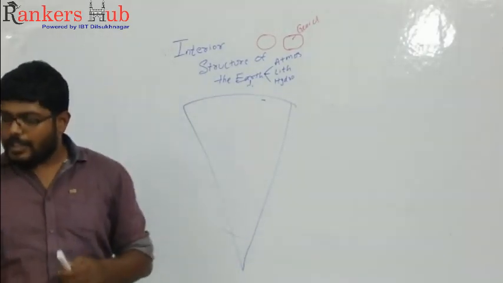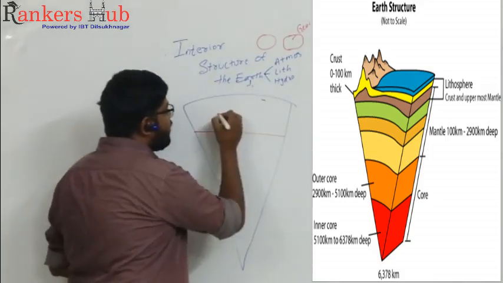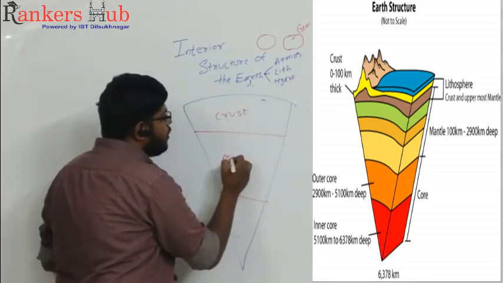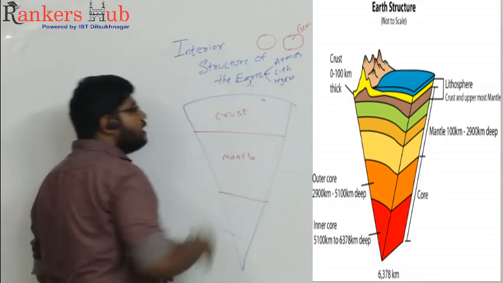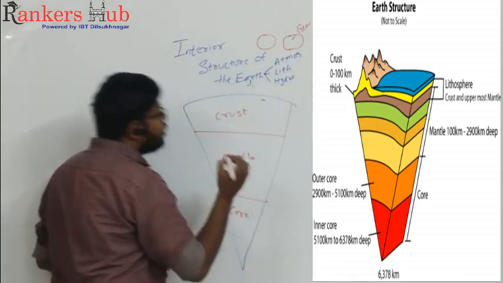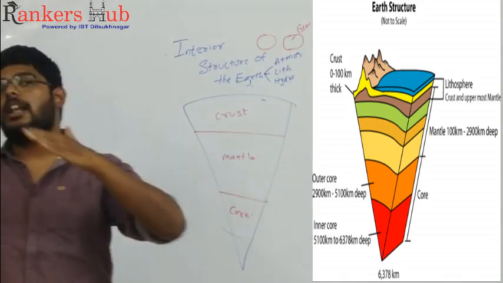Now, if we take it like this, how many structures are there? Here there will be the first layer, which will be called crust. Here we will be having the second layer, which will be called mantle, and mantle is the largest layer. Here we will be having the third layer, which will be called core. So how many layers are we having? We are having 3 layers: crust, mantle, and core.